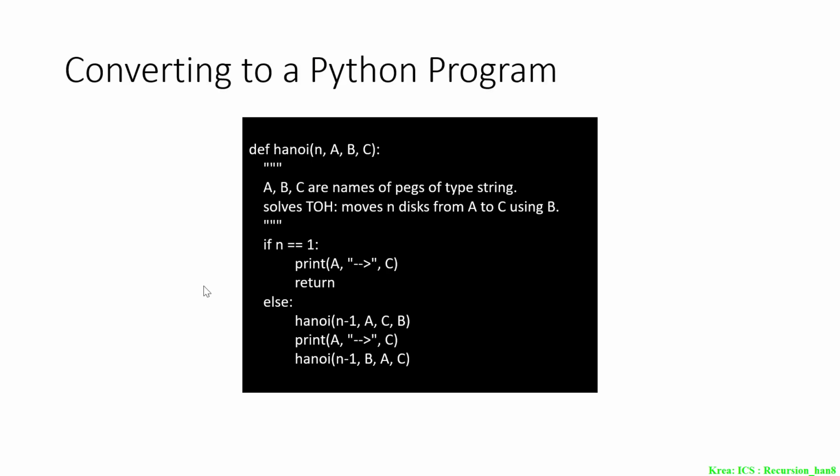And this is how you can convert the idea which was explained in the previous slide into a Python program. So what we have is a function defined to be Hanoi. It takes 4 arguments. n is the number of disks. A is the starting peg, B is the intermediate, and C is the ending peg. And these are strings. And we hard code the base case. So if n is equal to 1, you simply print out move top disk from A onto C, and then you simply return. Otherwise, you use this recursive solution.